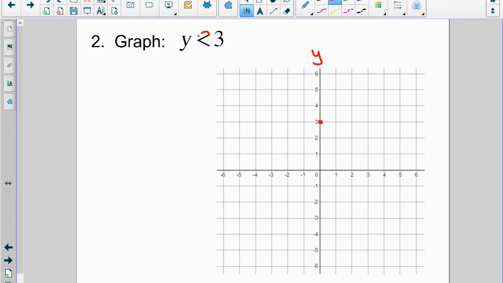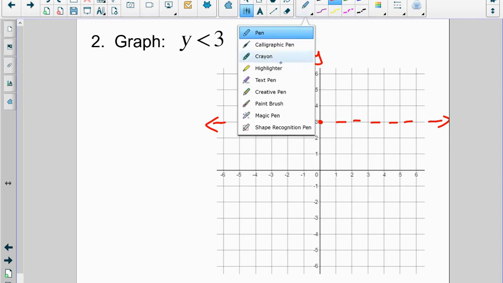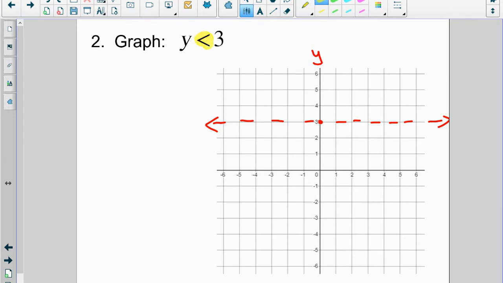But before I draw that, I'm reminded that the symbol that's less than but not equal to is one of my symbols for a dashed boundary line. So I'm going to draw my dashed boundary line. Arrows on both ends, extend my line all the way across the graph from left to right. Now I need to think about where are those y values, so think y-axis, that are less than 3. Well, right on the line is where y is equal to 3. So everything below it is where I'm going to have these numbers that are less than 3.